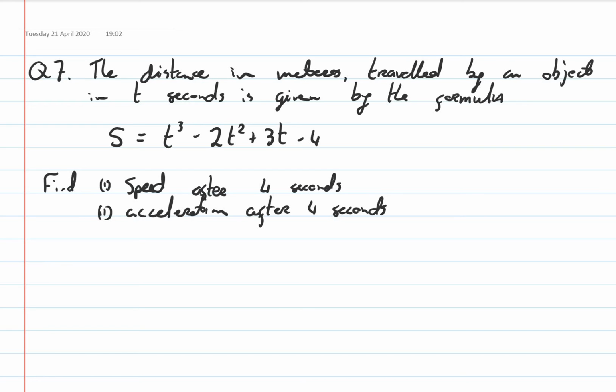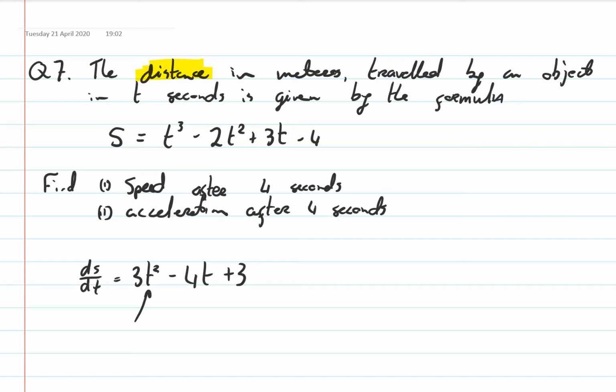Now it says s there, but don't let that confuse you with speed. It's not, because look, it says the distance, so this is a distance formula. And we're looking for the speed after 4 seconds. So we have the distance formula, we need to differentiate it once to get the speed formula. If we differentiate this, we will get ds/dt equals 3t squared minus 4t plus 3. And we want to find the speed after 4 seconds.